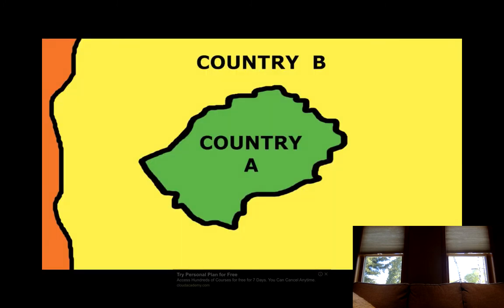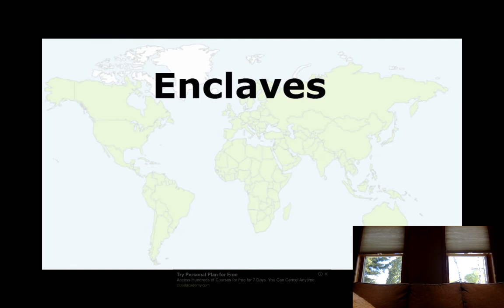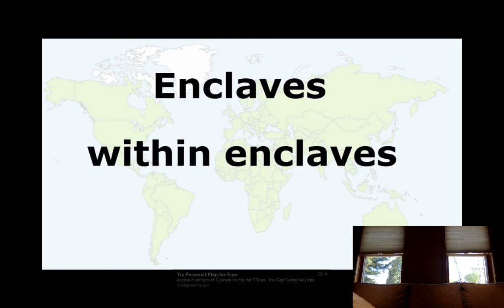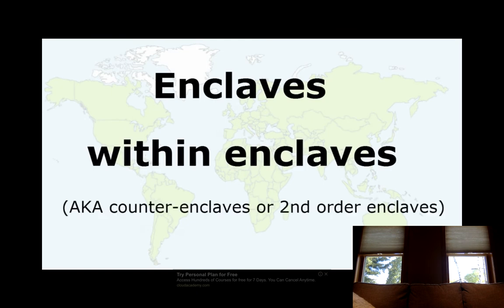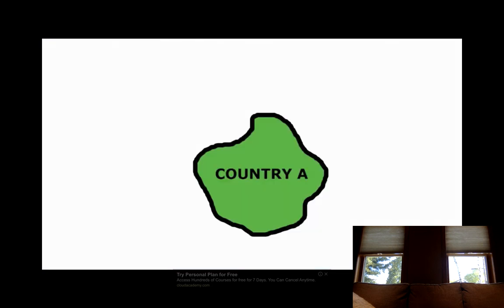Now, a country within a country is all very well and good, but it's not exactly that complex. So let's take things up a notch. We've looked at enclaves, now let's look at enclaves within enclaves, also known as counter enclaves or second order enclaves. Now, I'm not talking about country A within country B within country C. While that would be an enclave within an enclave, there's no examples of that in the world. I'm talking about country A within country B within country A.